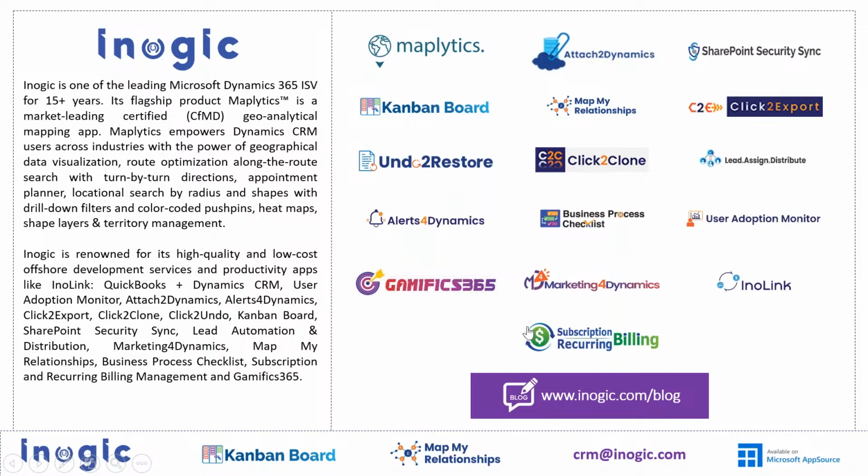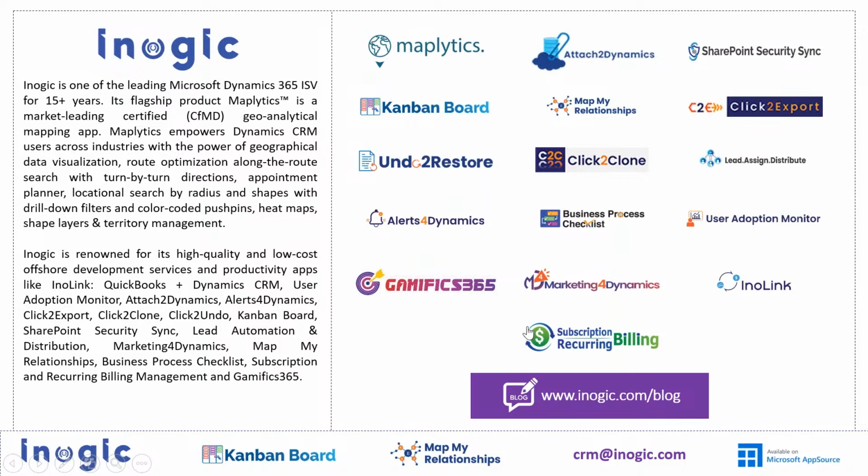Inogic is globally recognized for its finest quality and low cost offshore development services as well as its productivity apps. As you can see on the right hand side of the screen, Inogic has a portfolio of about 16 products altogether. From these 16, Maplytics is a flagship product, a market-leading certified geoanalytical mapping application that really empowers CRM users with geographical data visualization.